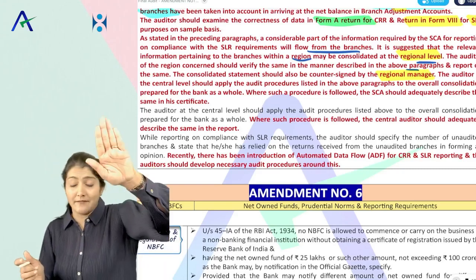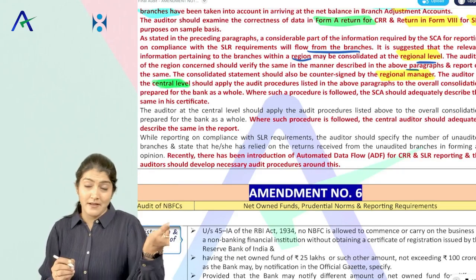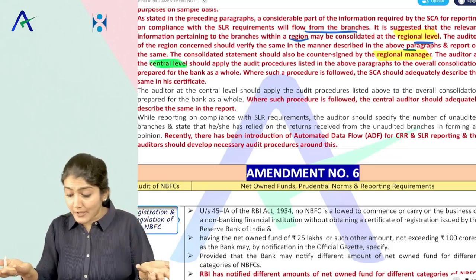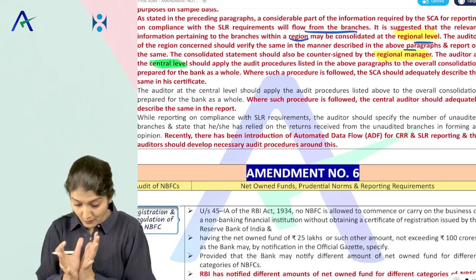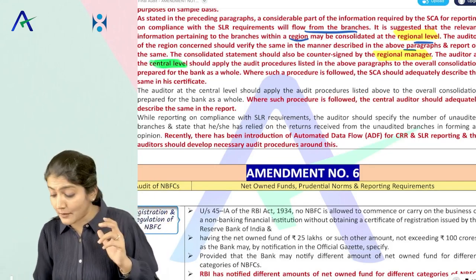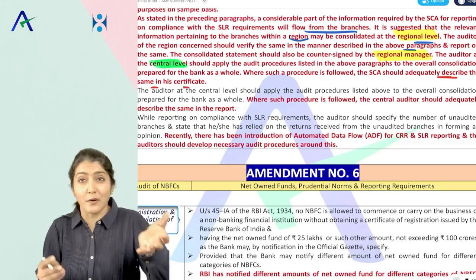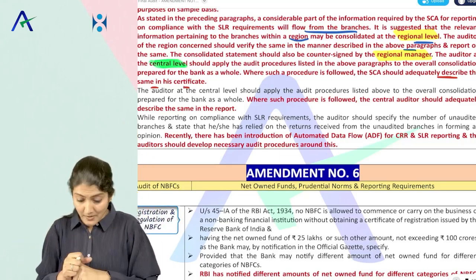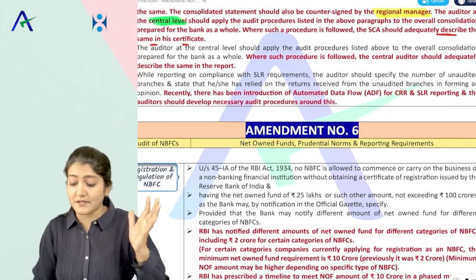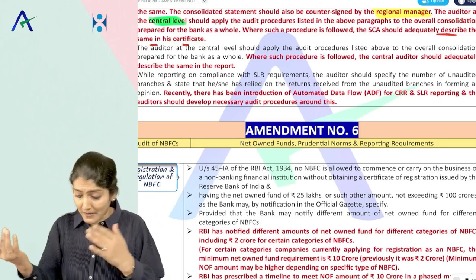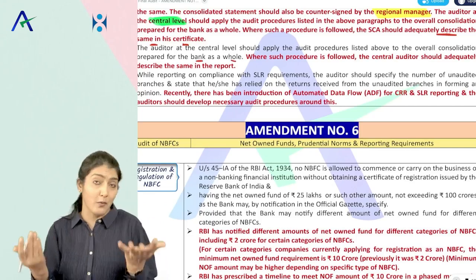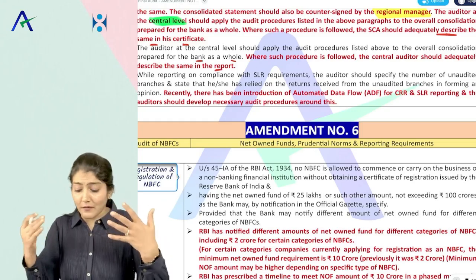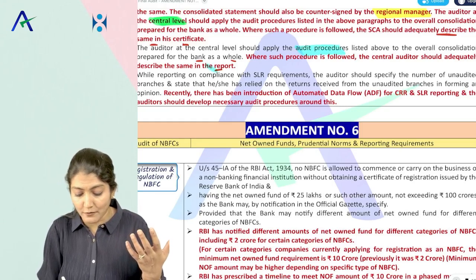The auditor at the center, the central level, now comes into the picture. Right, so first branch level, regional level, then central level. The auditor should apply the audit procedures listed in the above paragraph to the overall consolidation process for the bank as a whole. Where such a procedure is followed, the SCA should adequately describe the same in the report. That is, first the consolidation was done at the regional level and certified by the regional manager, and then the consolidation has been done at the central level. Whatever audit procedures have been applied have to be mentioned in the report.